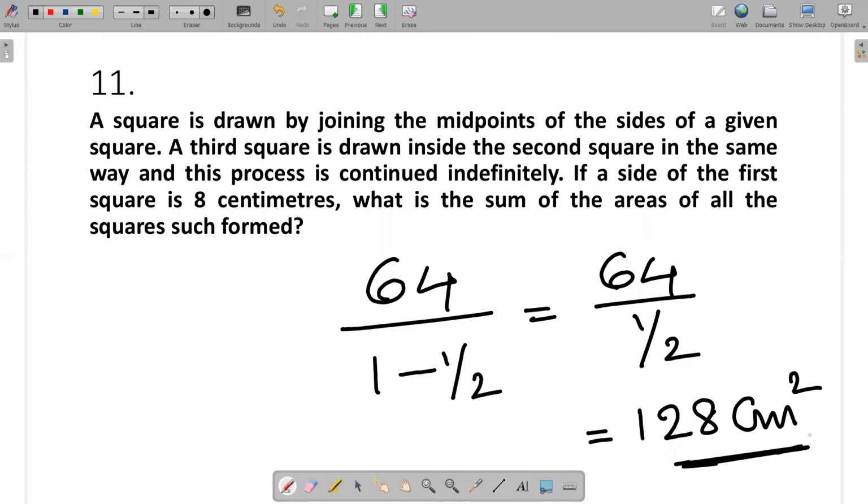So if you add all these areas of the squares so formed together up to infinity, the total will come to 128 centimeters square. And that brings a conclusion to this question number 11.